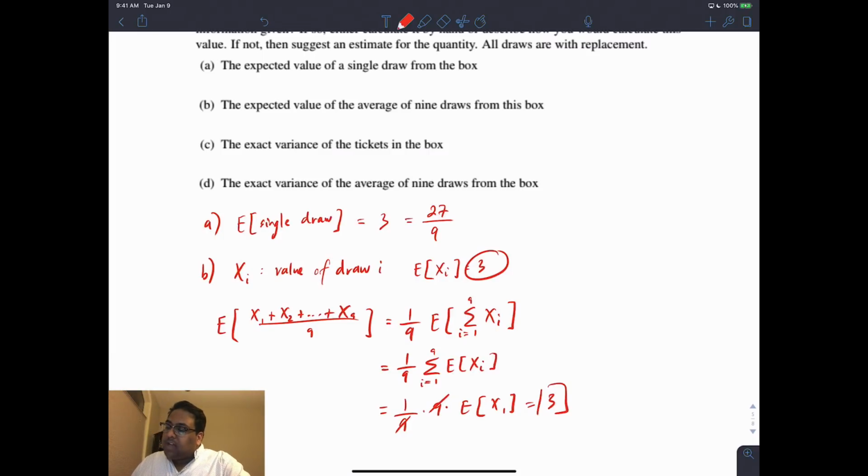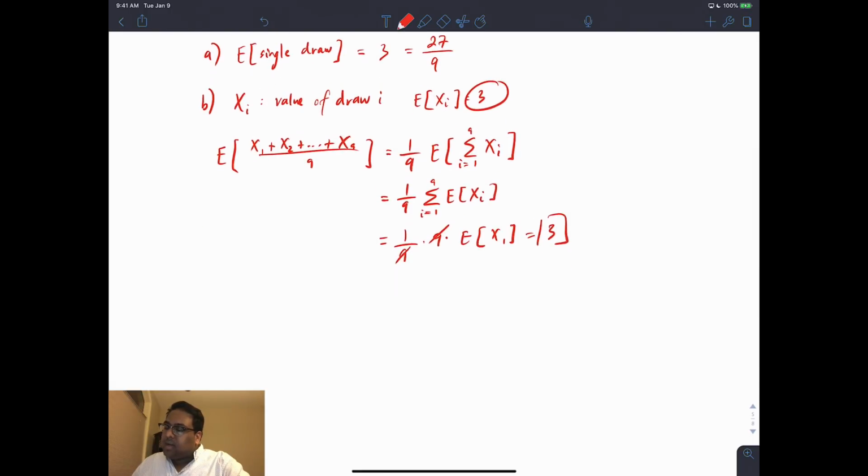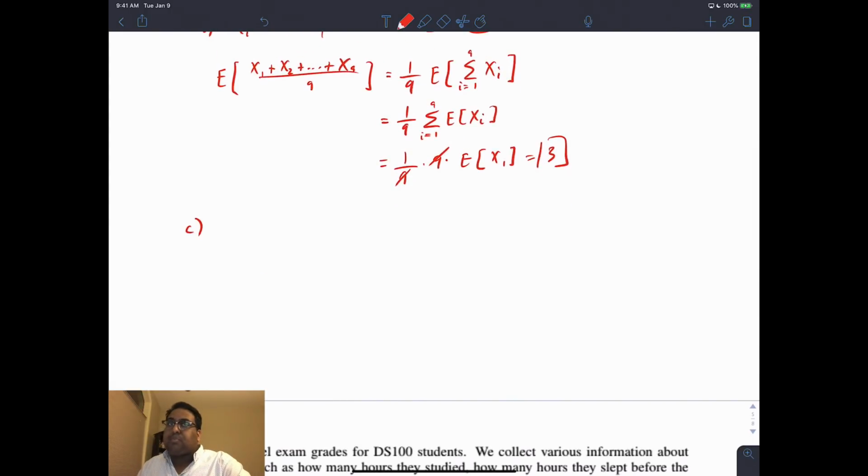Okay, in part C, we want to find the exact variance of the tickets in the box. Okay, so how we can go about doing that is by using the computational variance formula that we established in an early part of this discussion. And we know that the variance is the expectation of the square of x minus the mean squared. Okay, what's the mean? Well, we know that that's 3, and so 3 squared is 9. So all we need to do is find the expectation of x squared.